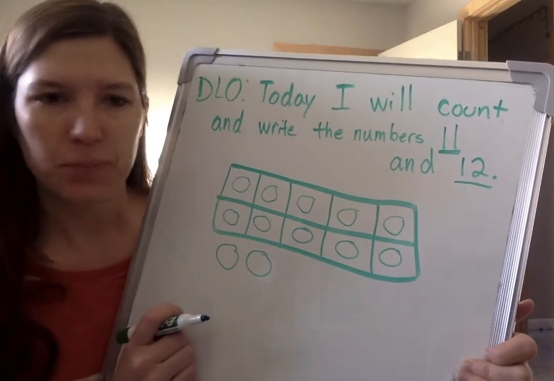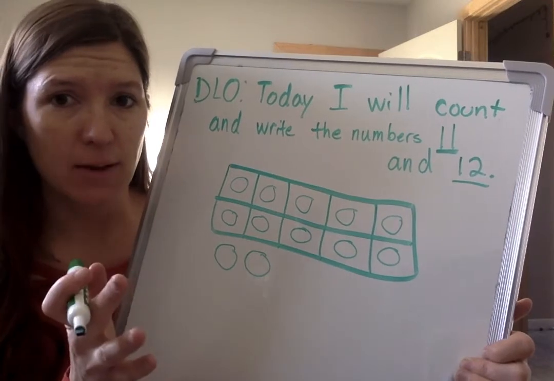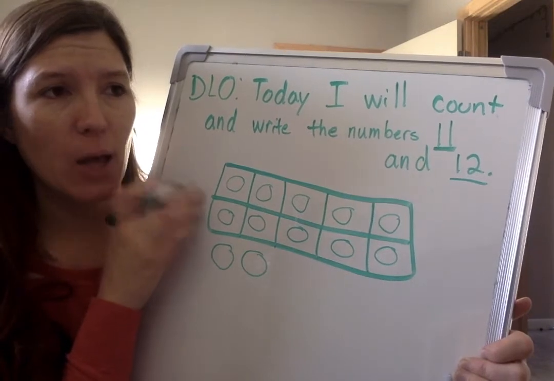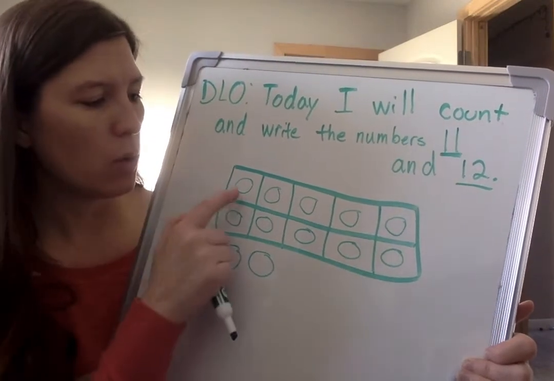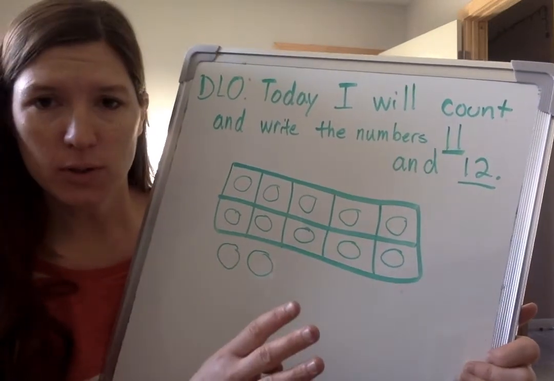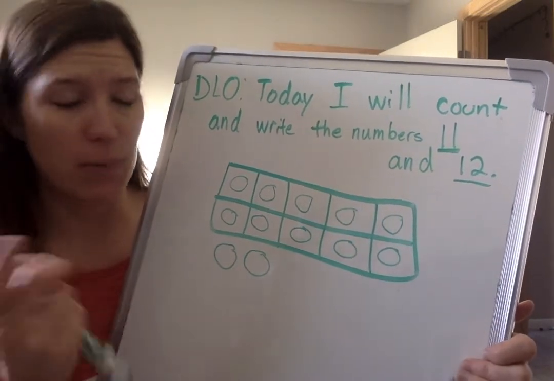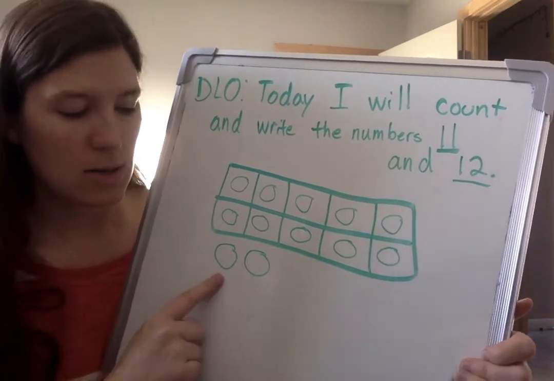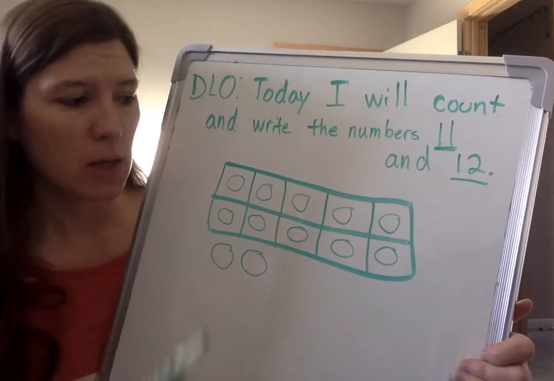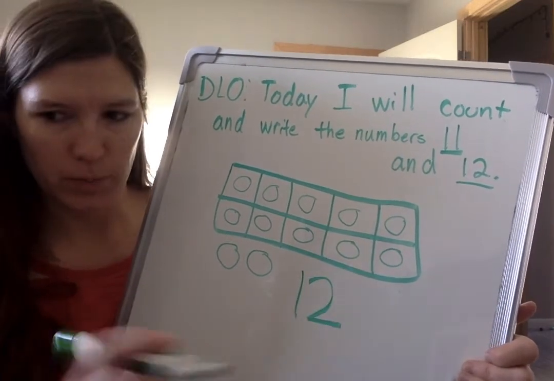If I see a 10 frame and it's full, how many objects are in the 10 frame? 10. 10 frames are good tools to use because it helps me count faster. I don't have to go 1, 2, 3, 4, 5, 6, 7, 8, 9, 10. If it's full, it's a 10 frame, there's 10 windows, I already know there's 10, so I can count up. I can say 10, 11, 12. That's one strategy that you'll use later on. So we've got 10, 11, 12. How do we make 12? A 1 and a 2.